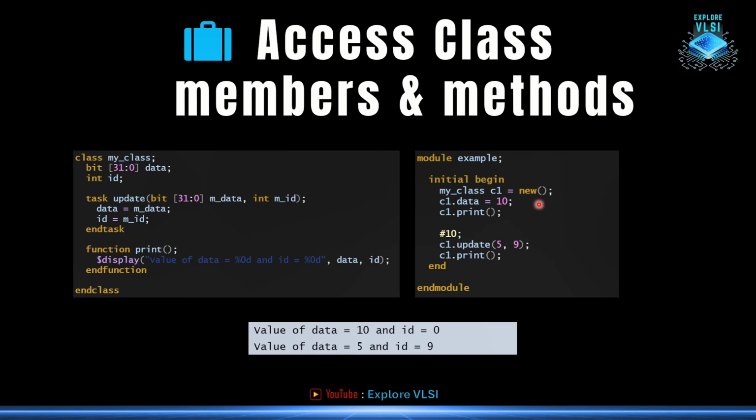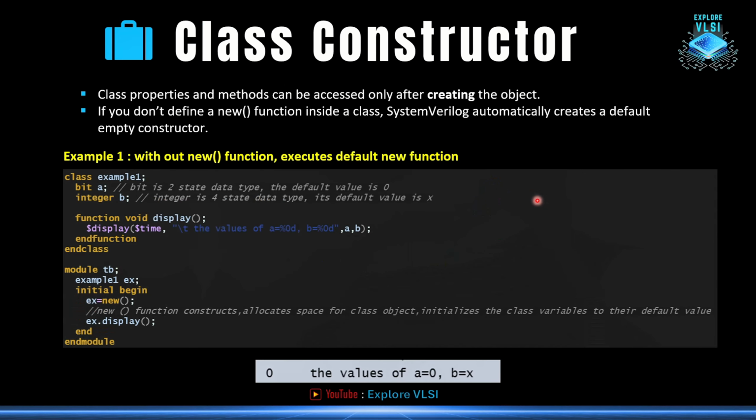This is the way we can access the properties and also the methods of that particular class after creating an object of it by calling a new function. Now let's understand different ways of utilizing the new function, which is called the class constructor. Class properties and methods can be accessed only after creating an object. That is what we have seen now.